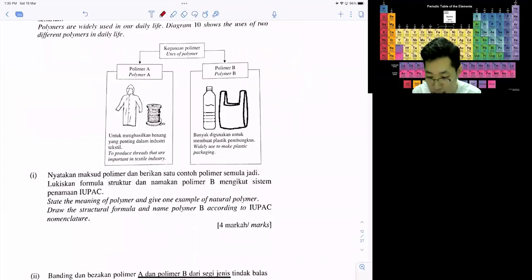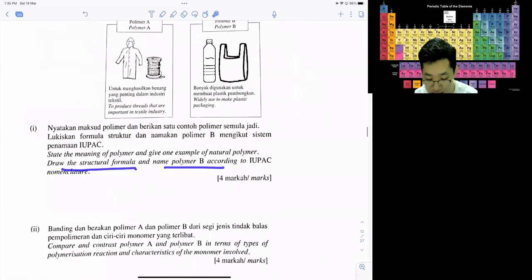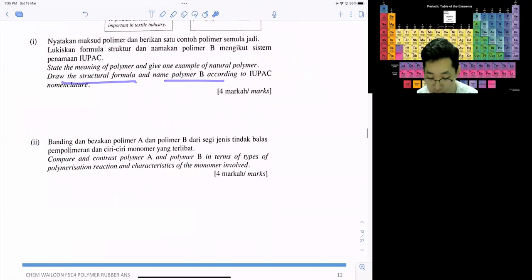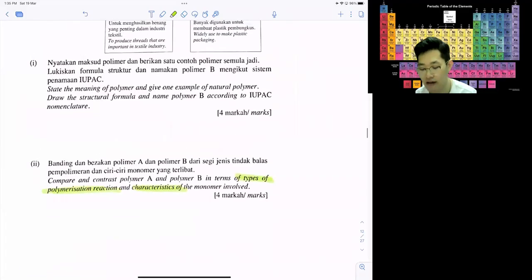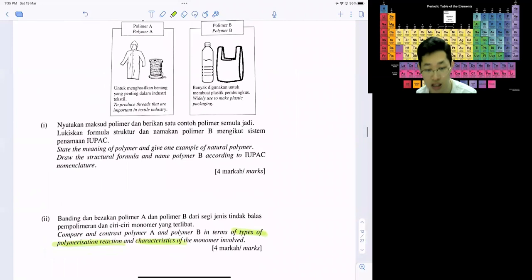And then this one, state the meaning of polymer. Give 1 example of natural polymer. Easy. Draw the structural formula and name the polymer B. Done. Compare and contrast polymer A, polymer B in terms of types of polymerization, characteristic of the monomer involved.